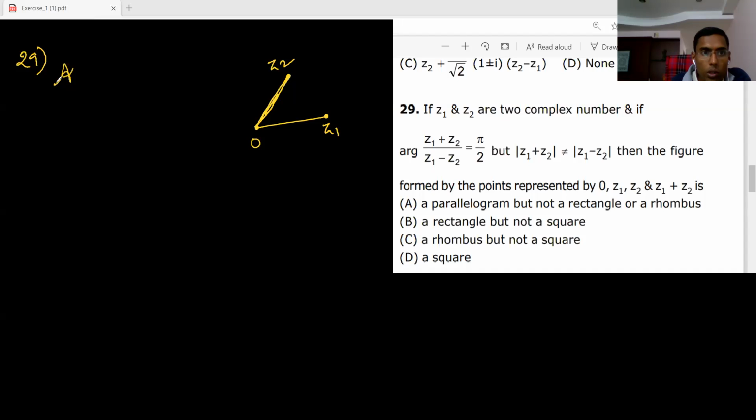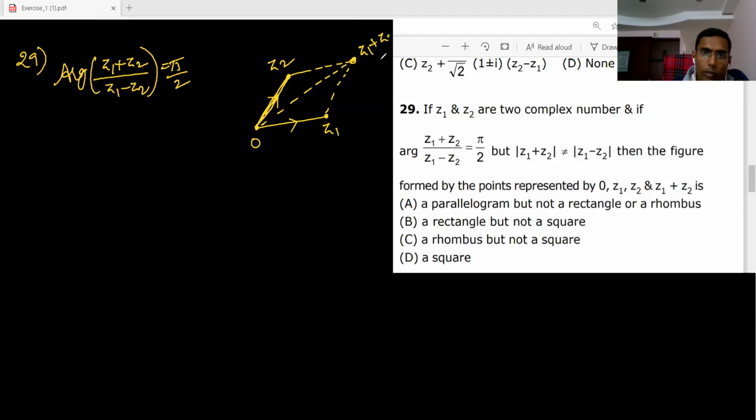What is given? The argument of (Z1 plus Z2) by (Z1 minus Z2) equal to pi by 2 is given. Here Z1 plus Z2 means, as I already told you, you should consider these as vectors, Z1 and Z2. Z1 plus Z2 will be the resultant vector like this, and Z1 minus Z2 will be this. Argument means the angle between them, and this is 90 degrees.